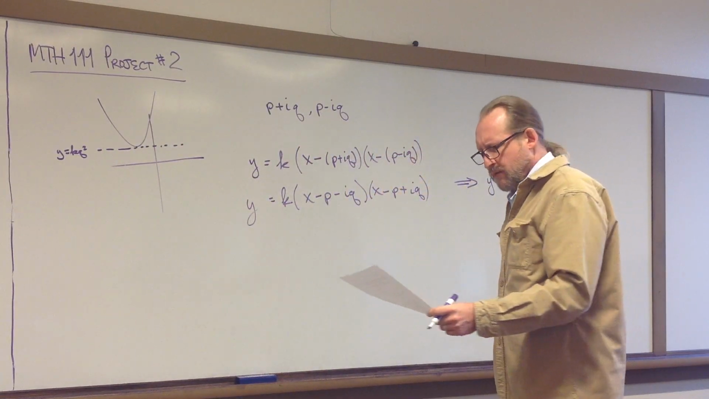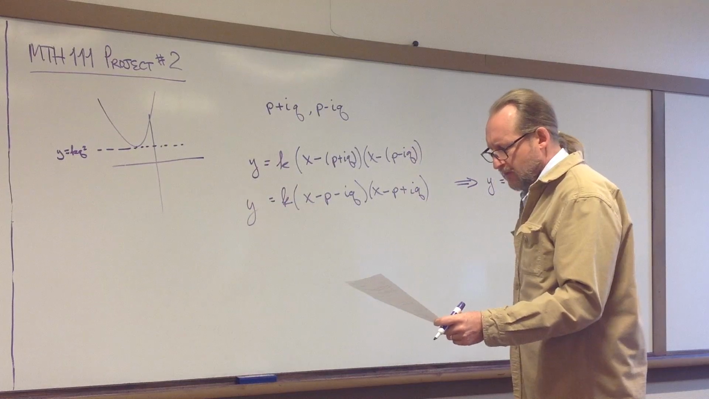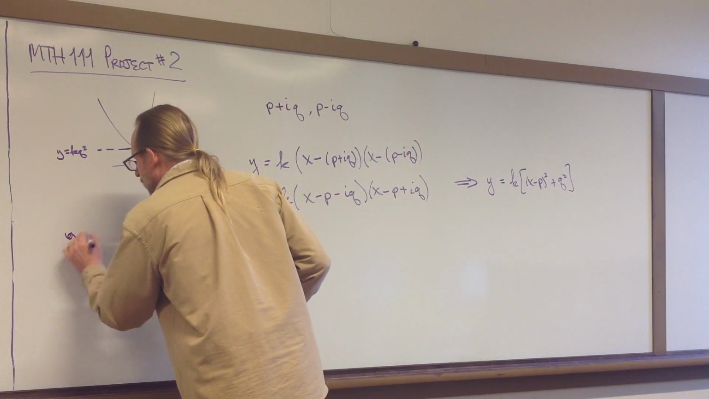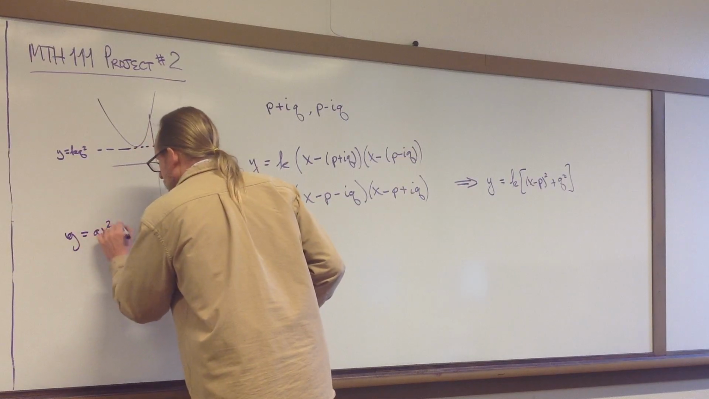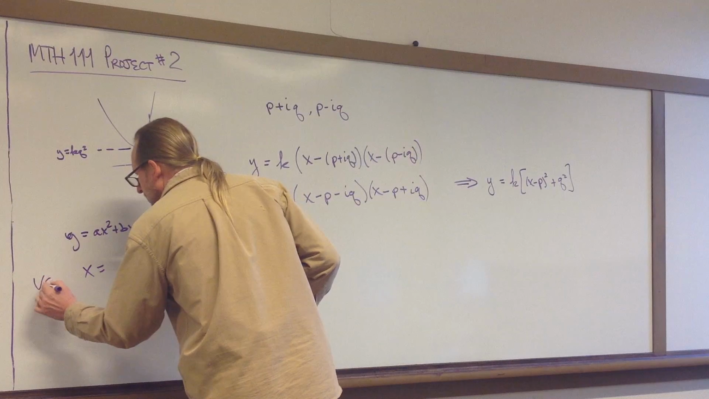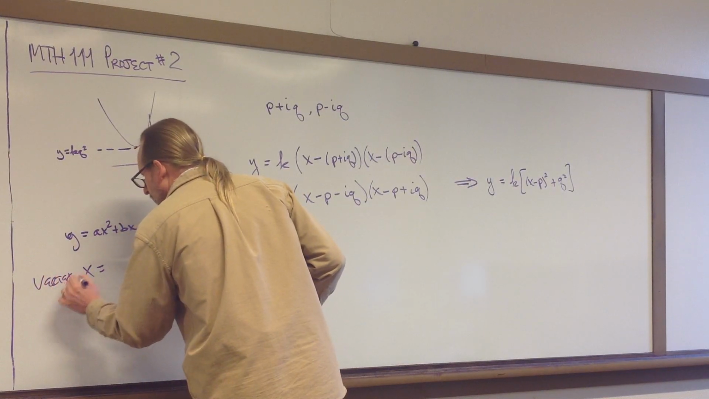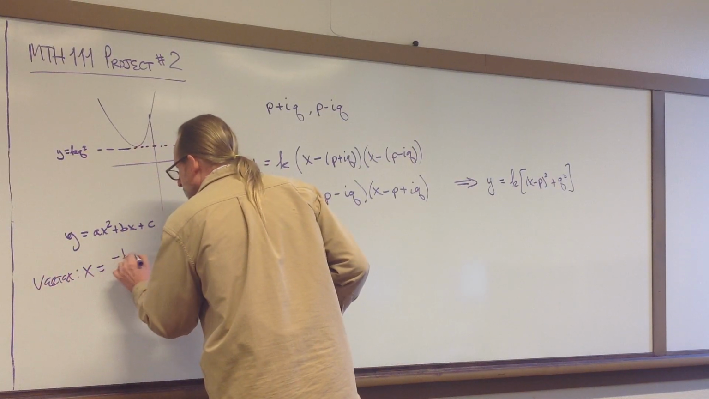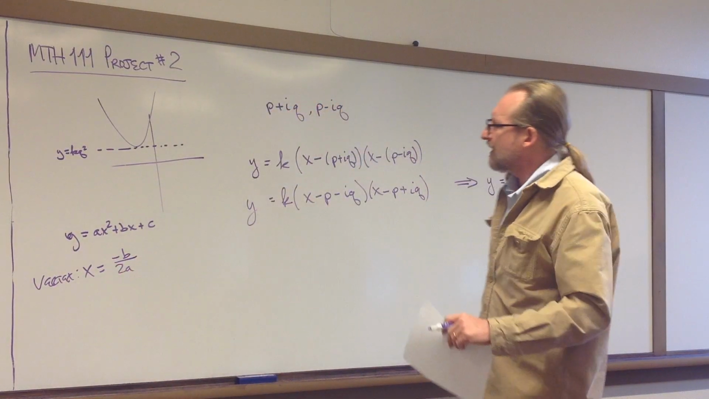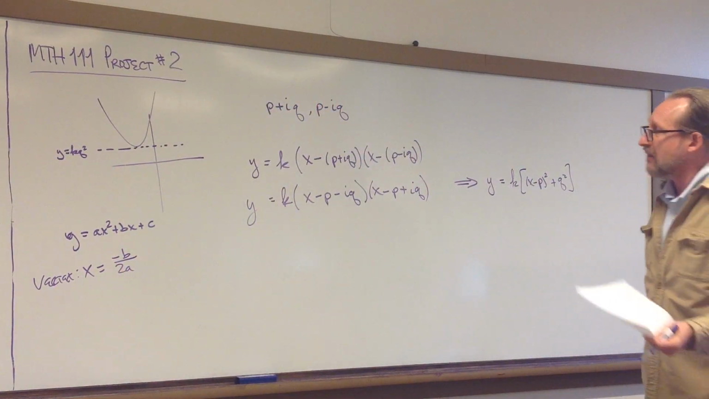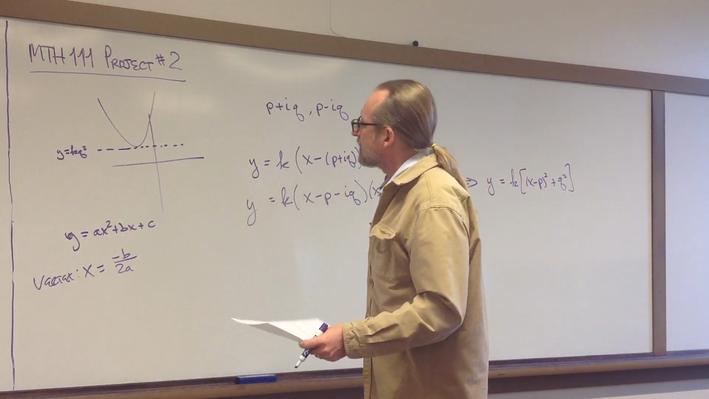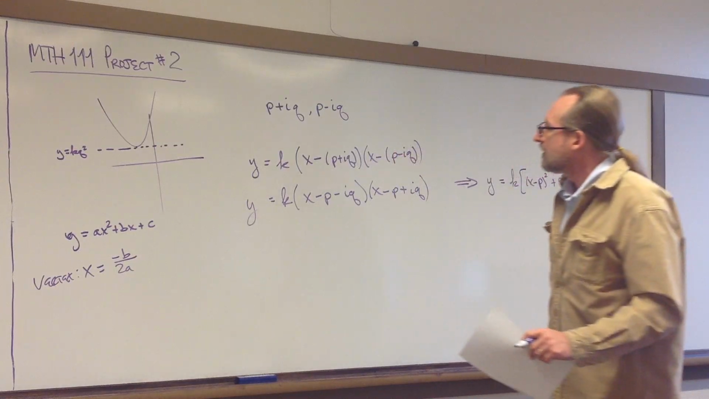So in part 1b, we've got the x-coordinate of a parabola. If it's written out as y equals ax squared plus bx plus c, then the x-coordinate for the vertex is going to be minus b over 2a. And there's a variety of ways that we can show that that's true. I'm not going to go into them on this project, but it is kind of interesting.